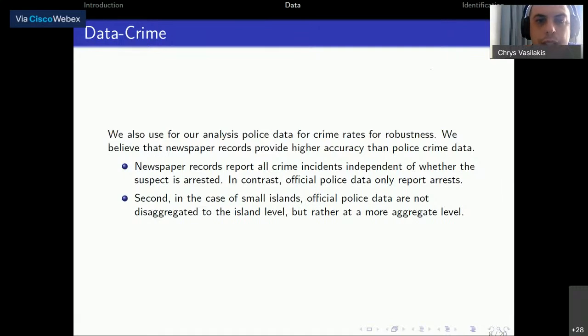The second one is that all the newspapers give us the possibility to report all the crime incidents, independent of whether the suspect is arrested or not. In contrast, all the official police data that exist report only the arrests. So the police data might be considered a kind of bias compared to the newspapers.